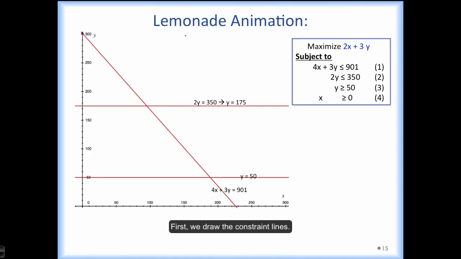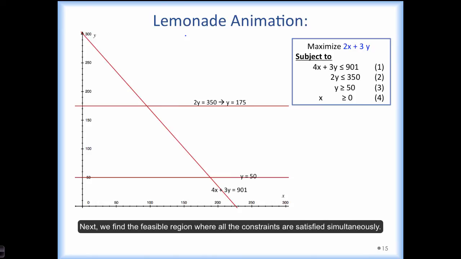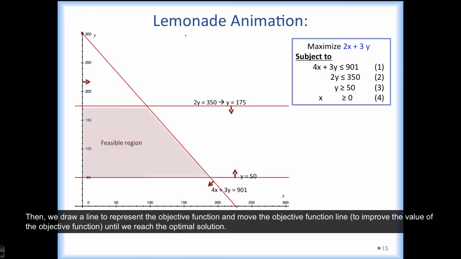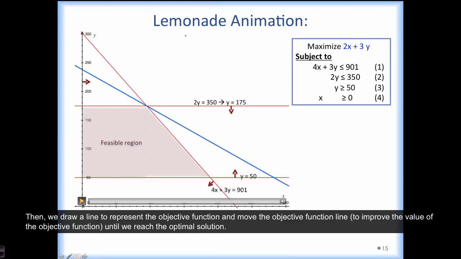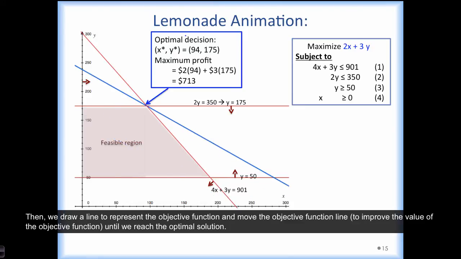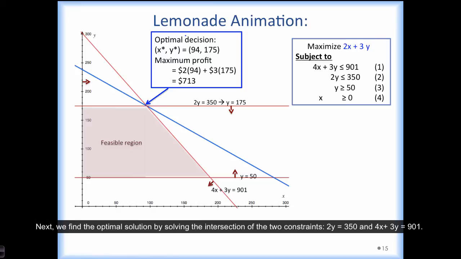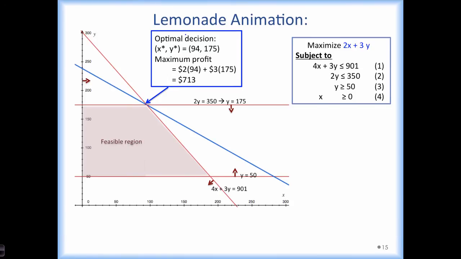First, we draw the constraint lines. Next, we find a feasible region where all the constraints are satisfied simultaneously. Then, we draw a line to represent the objective function and move the objective function line to improve the value of the objective function until we reach the optimal solution. Next, we find the optimal solution by solving the intersection of the two constraints, 2y equal to 350 and 4x plus 3y equal to 901.